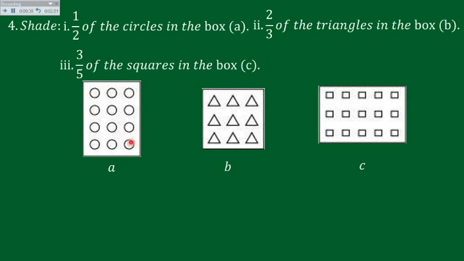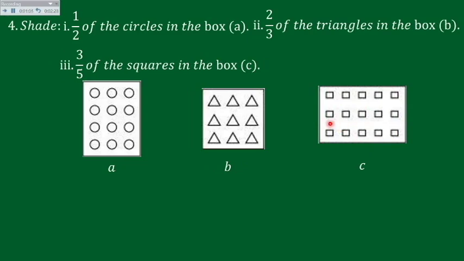In the second one, 2/3 of the triangles. Here we have 3 parts, 1 2 3. Out of which 2 parts you shade. Then 3/5 of the squares in box C. Here how many parts are there? 1 2 3 4 5. Total parts we have 5. Out of which 3 parts you have to shade. Okay. Let's see how to do this question in your copy.